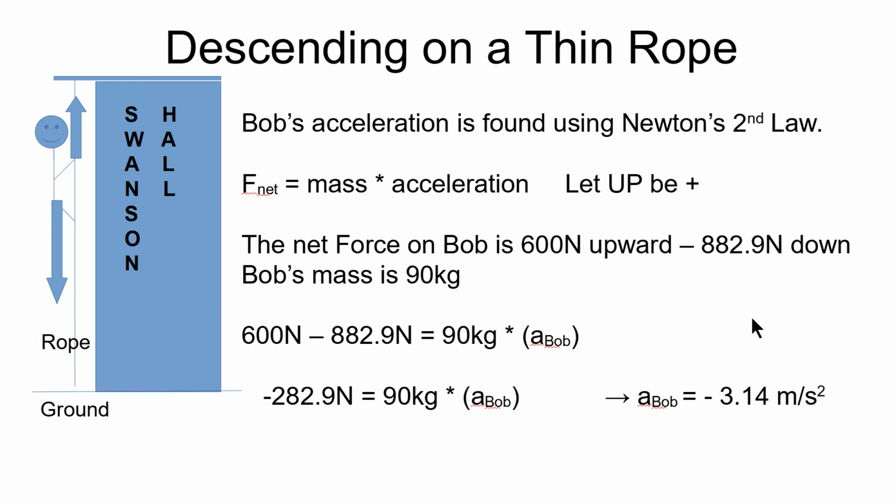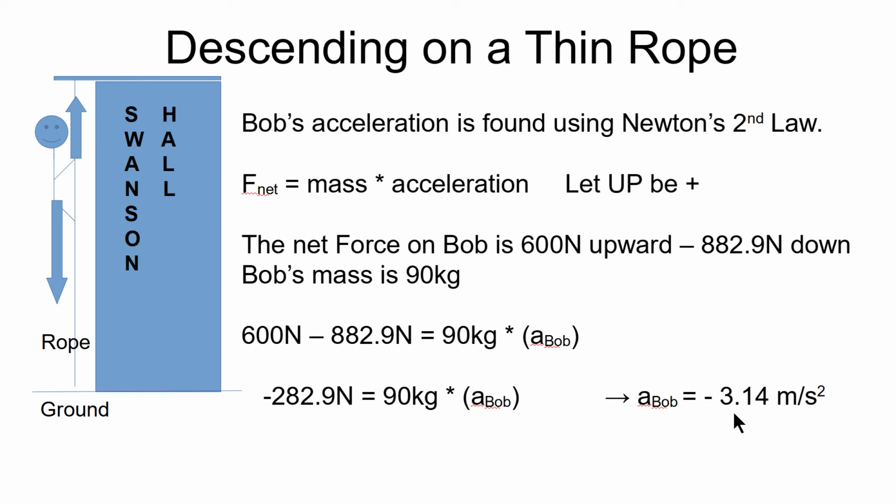I came up with an acceleration rounded off to minus 3.14 meters per second squared, negative because the acceleration is down towards the ground, and I chose up to be the positive direction. So there's our result. What is reasonable about this?